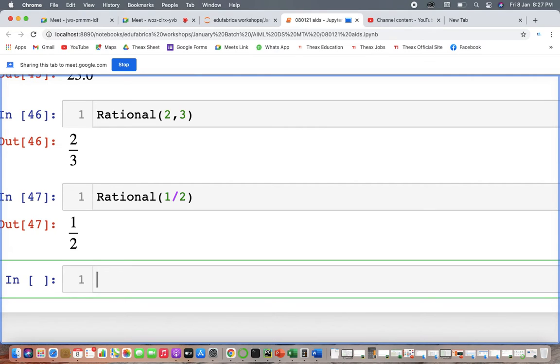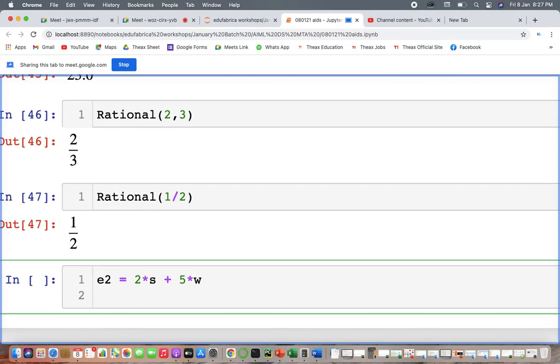Now guys, if I'm giving you a very quick question, let's see if you can solve it. So equation 2 I'm giving you, and this is 2s plus 5w. This is your equation, 2s plus 5w. Now, you need to find the equation, and this is E2, which is equal to 2s plus 5w.